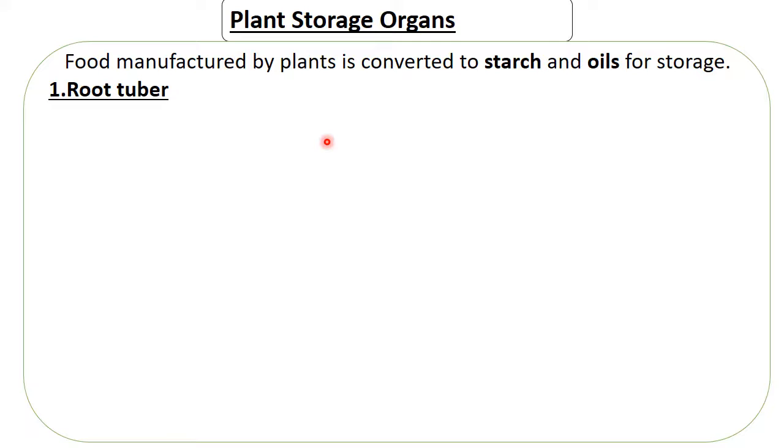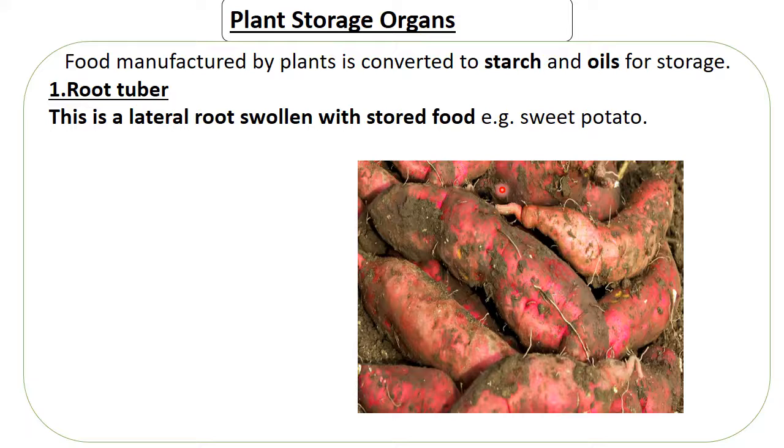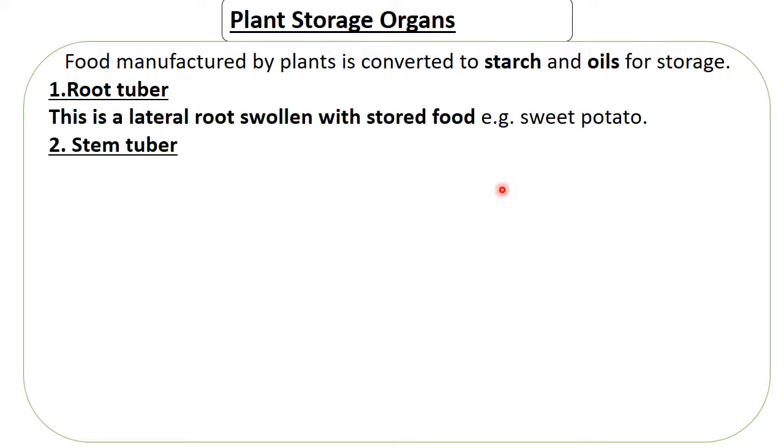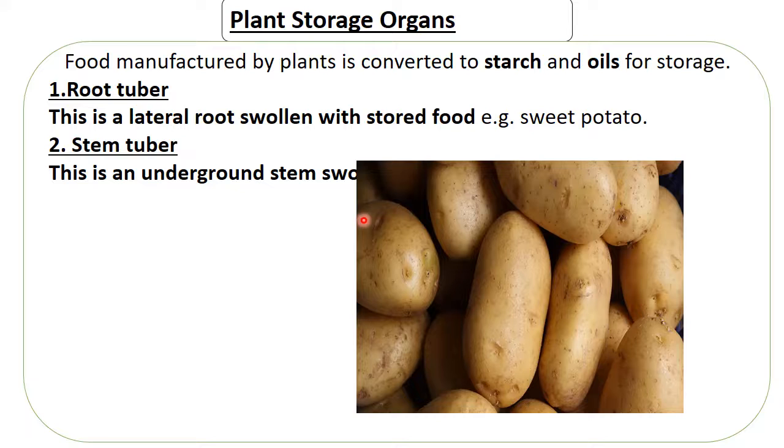The first one is a root tuber. What's a root tuber? This is a lateral root swollen with stored food. So this is an underground root that is swollen with stored food, e.g. sweet potato. It's a root where food is stored. The second one is a stem tuber. This is an underground stem swollen with stored food. An example is potatoes. Potatoes are stems, but they are swollen with stored food.